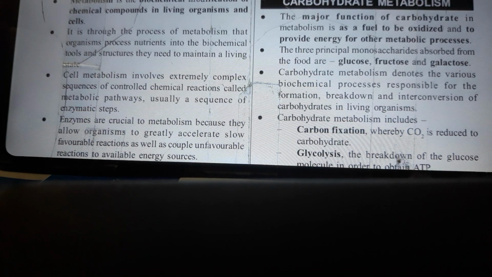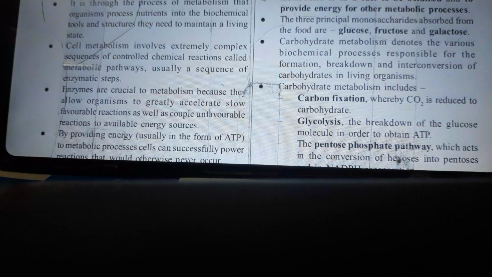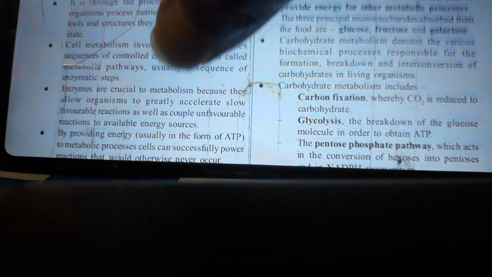It's through the process of metabolism that organisms process nutrients and the biochemical tools and structures they need to maintain a living state. Cell metabolism involves extremely complex sequences of controlled chemical reactions called metabolic pathways, usually a sequence of enzymatic steps. Enzymes are crucial to metabolism because they allow organisms to greatly accelerate slow, favorable reactions as well as couple unfavorable reactions to available energy sources.